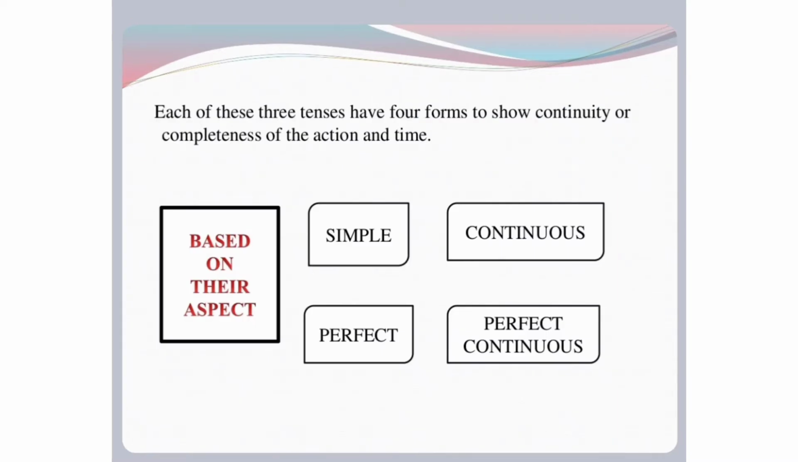And each of these three tenses, that is present tense, past tense, and the future tense, have four forms to show continuity or completeness of the action and time. They are simple, continuous, perfect, and perfect continuous.